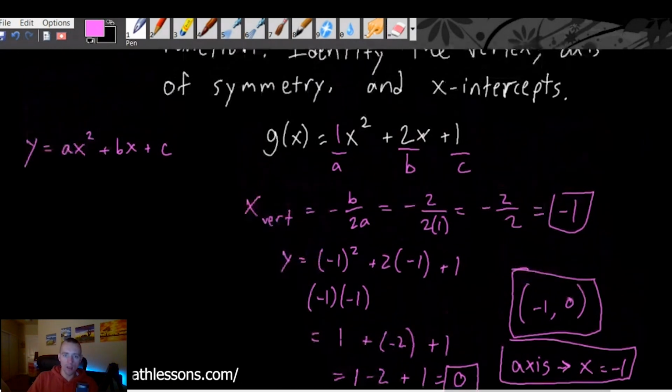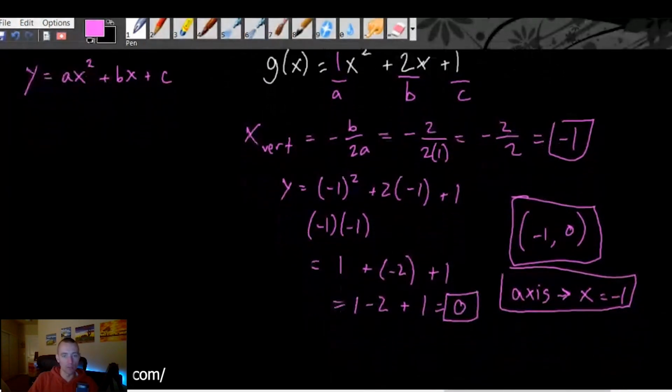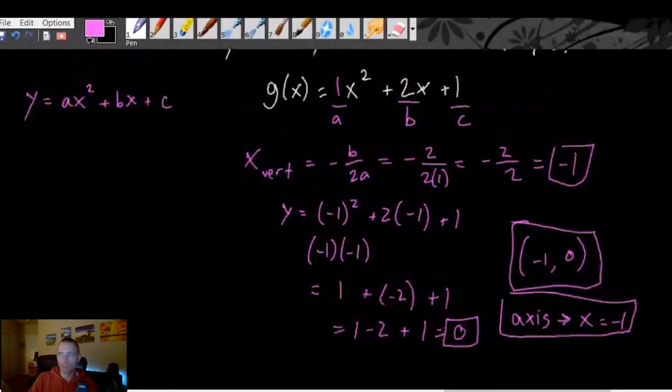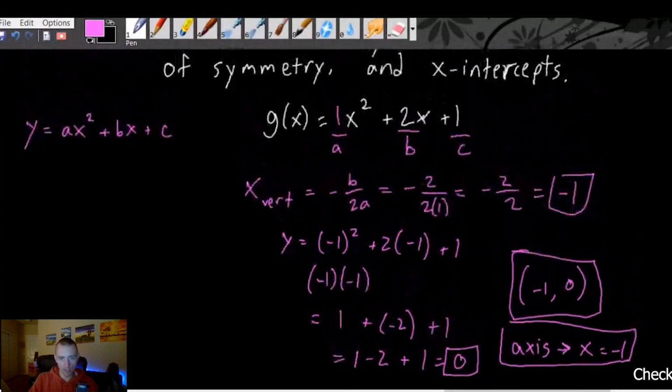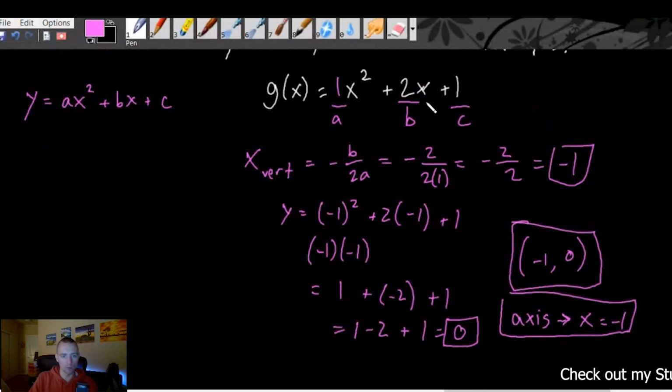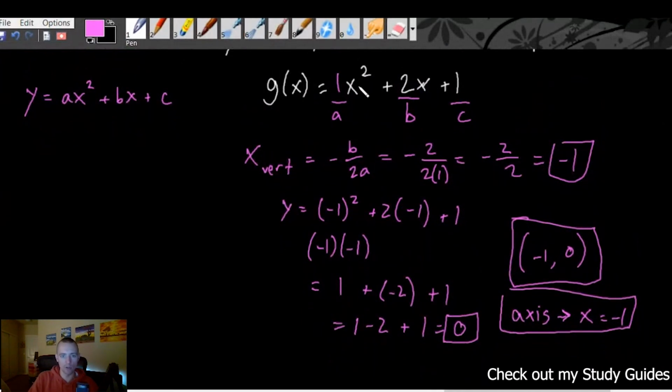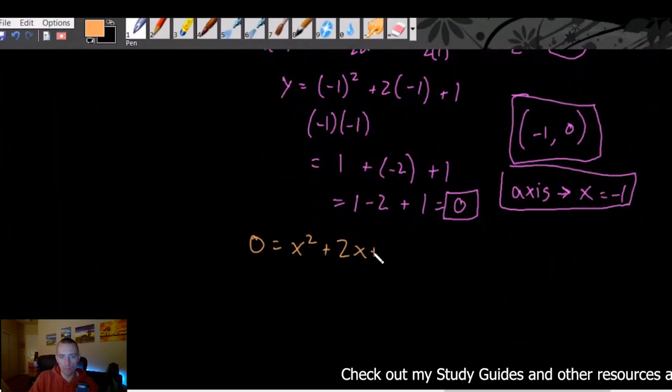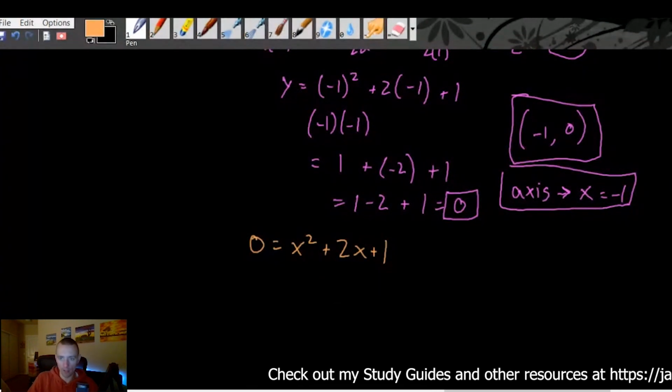And then x intercepts. So again, just like we've done in prior examples, to find the x intercepts of a function, you just set it equal to 0. So we're just going to get 0 equals x squared plus 2x plus 1. And then solve for x from there.